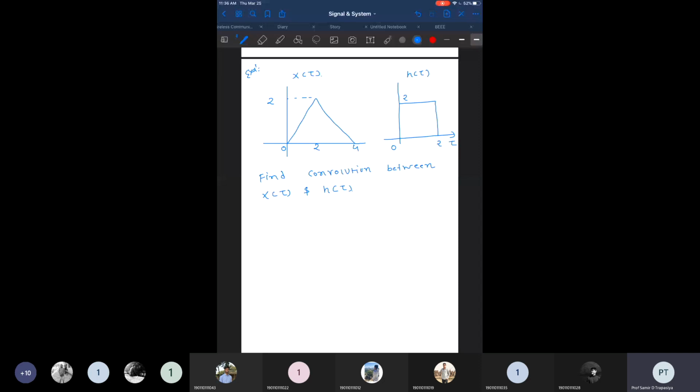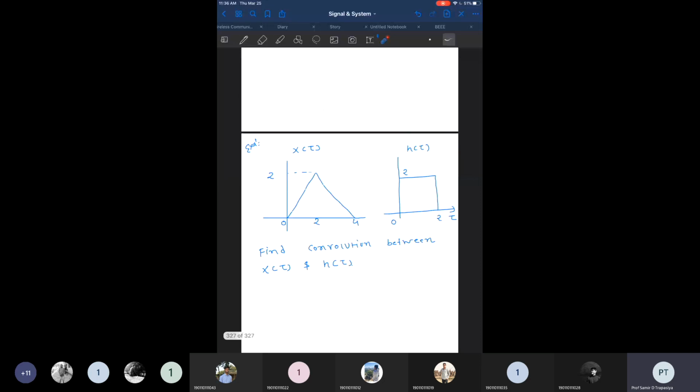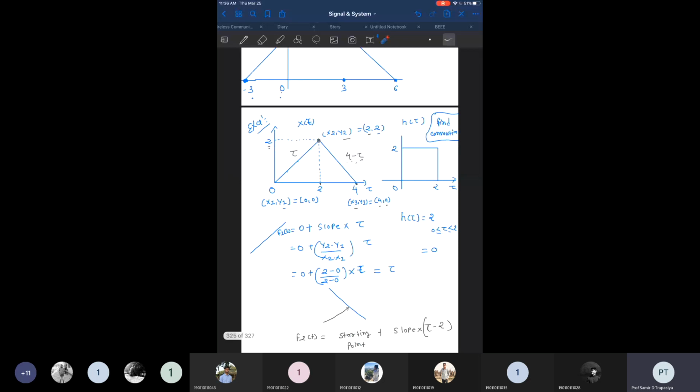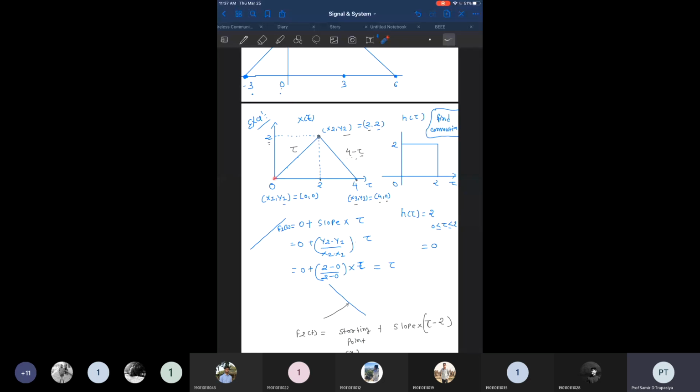The first very important part we need to consider is that we have to identify the exact function of this. Earlier we discussed how to find the x of tau function. There is a positive going ramp signal and a negative going ramp signal. We can find this function by taking the starting point, 0, plus slope multiplied by tau, because it starts from 0, where y2 minus y1 divided by x2 minus x1 defines the slope. If you solve this equation, the first function for the positive going ramp is tau.